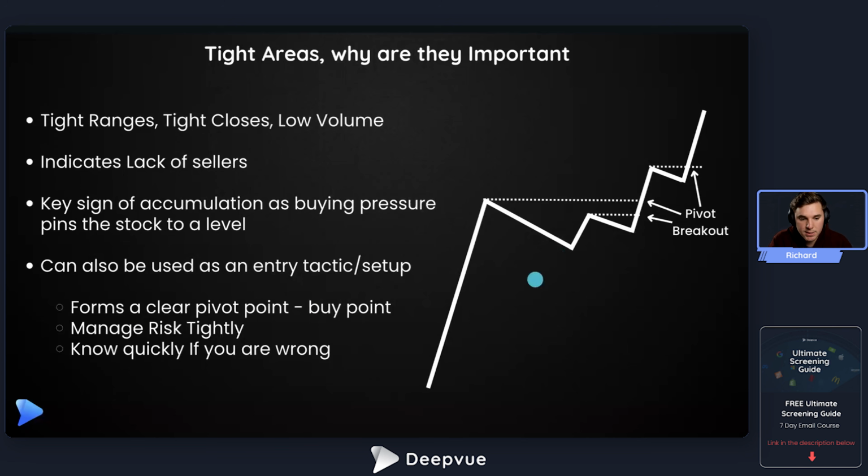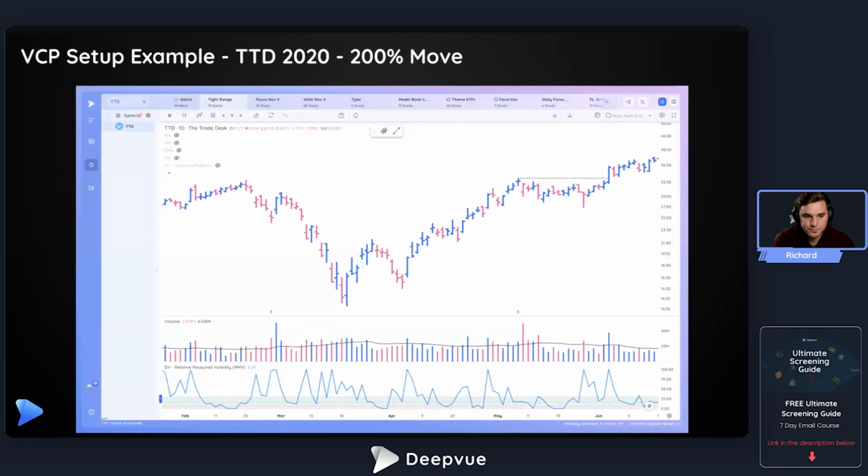And this tightness, this price and volume tightness, also allows you to manage risk tightly and know quickly if you're right or wrong, and enter at that precise point when we're breaking above the range, and set a really tight and logical stop below the range or below the low of the buy point. It allows you to keep a tight stop loss, which over time, of course, is what we're going for, to keep that risk as low as possible.